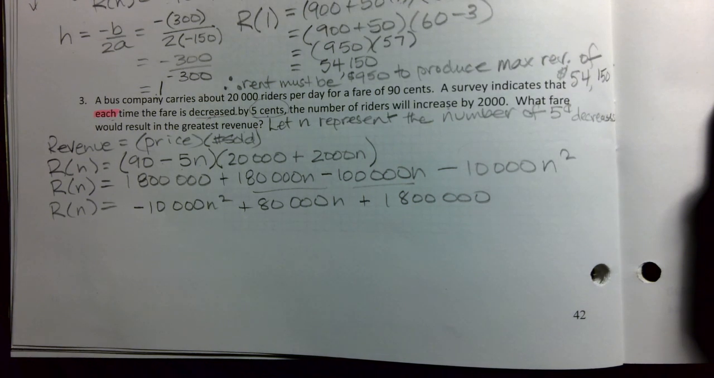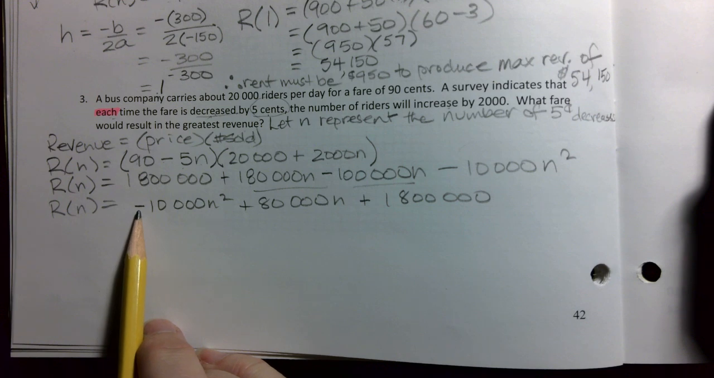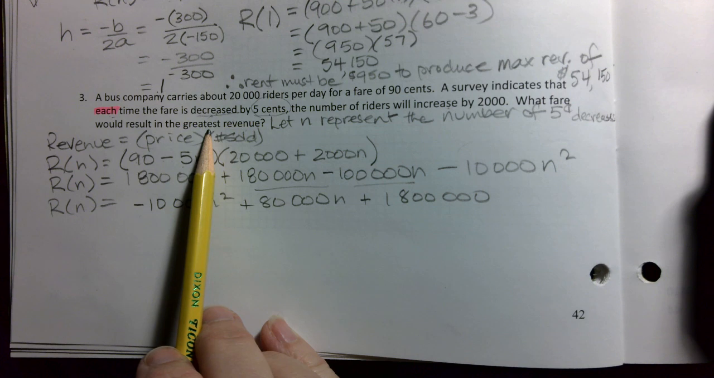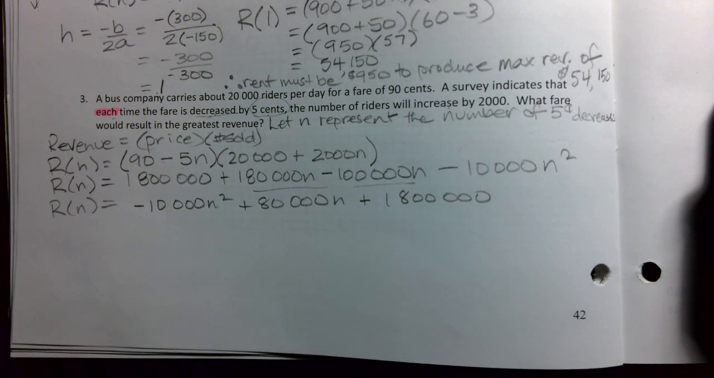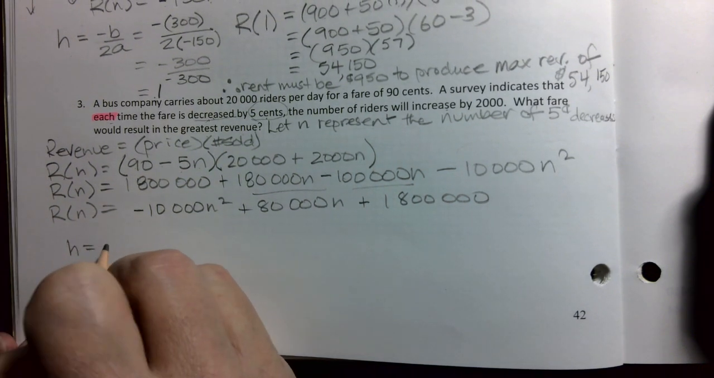Okay, so we need the vertex. Does this open down? Yes, it does. So it will have a maximum. Excellent, because they're asking us for the maximum. The greatest revenue is the maximum revenue. Want to complete the square, or do you want to use the shortcut? I think you want to use the shortcut.